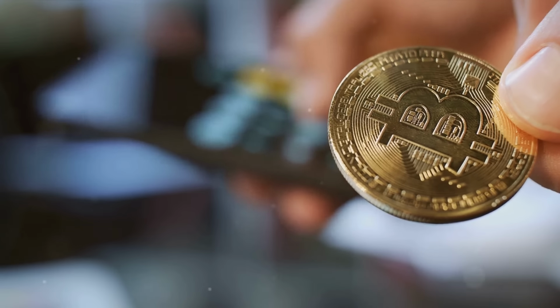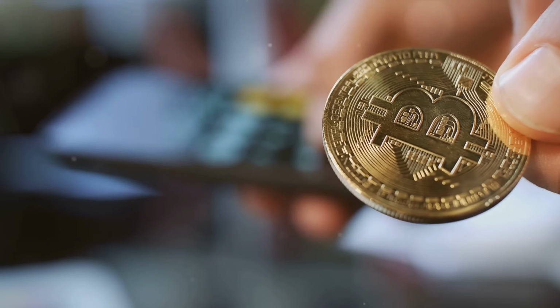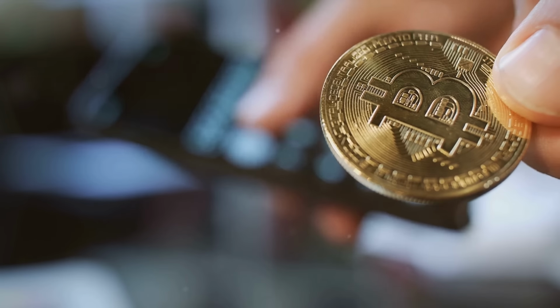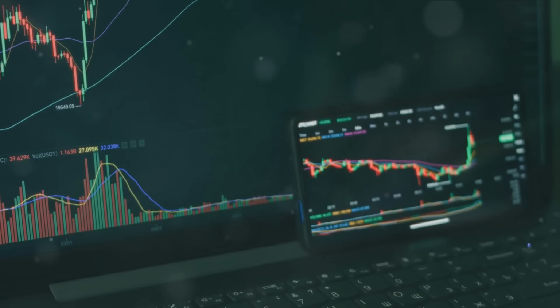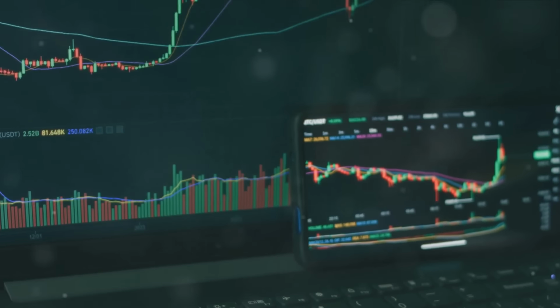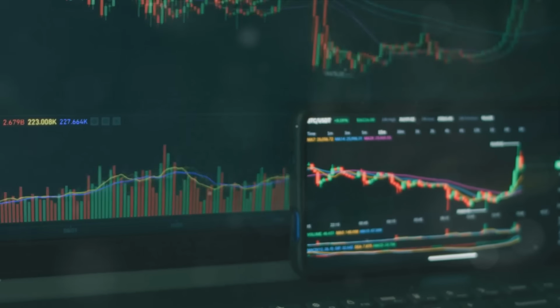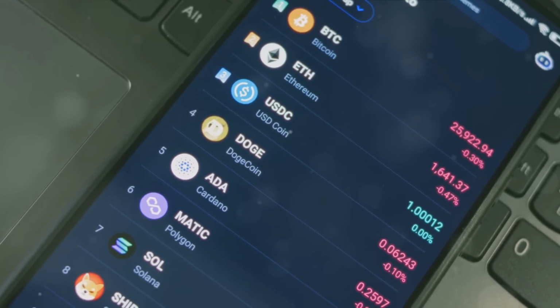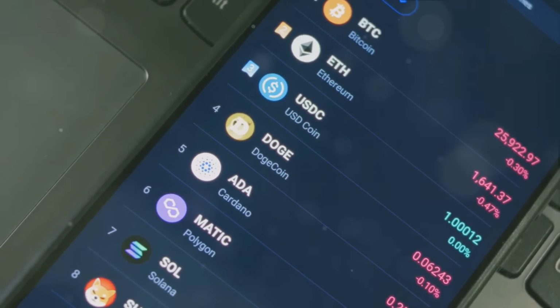Another crucial point to remember is to only invest what you can afford to lose. The world of cryptocurrencies is highly unpredictable. While there's potential for immense profit, there's also a possibility of significant losses. It's important to keep in mind that the money you put into Bitcoin should be surplus cash, not your life savings or emergency fund. Keeping up to date with Bitcoin news is also essential.